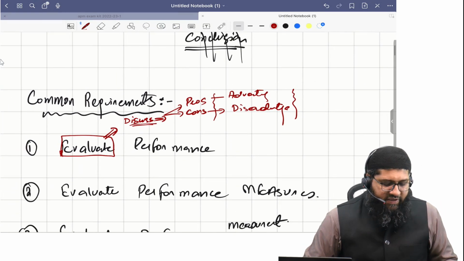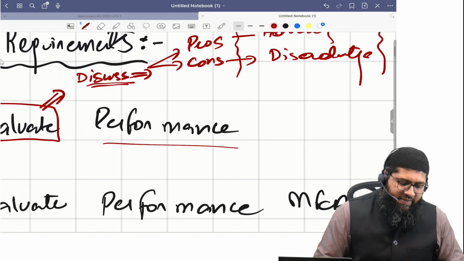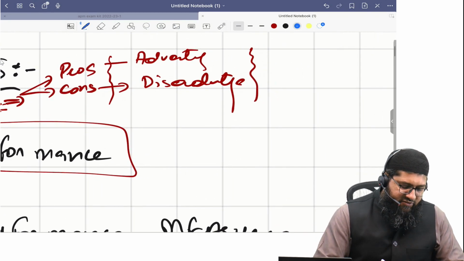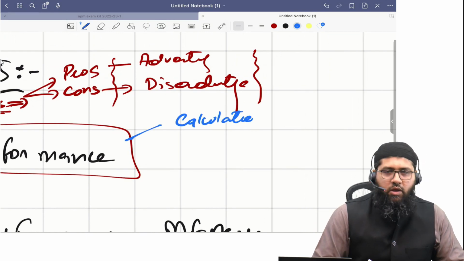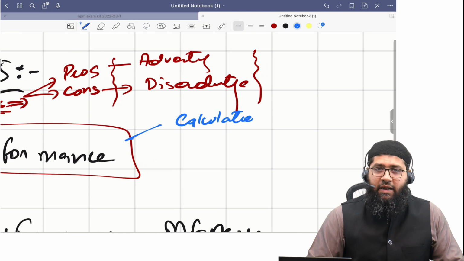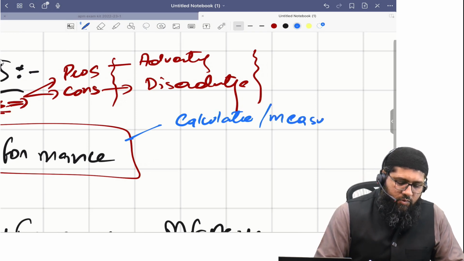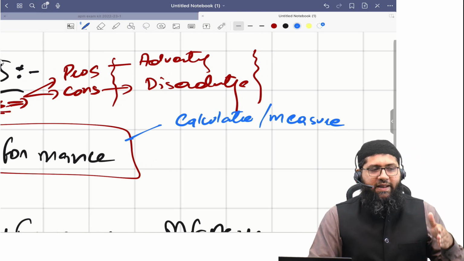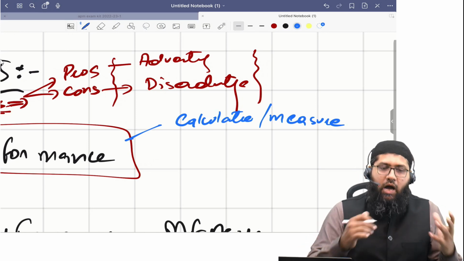Now, when the examiner says evaluate the performance, generally the examiner is expecting us to calculate the performance. He is expecting us to measure. How to calculate, how to measure? So he's expecting us to calculate, he is expecting us to measure. How would you calculate? How would you measure?